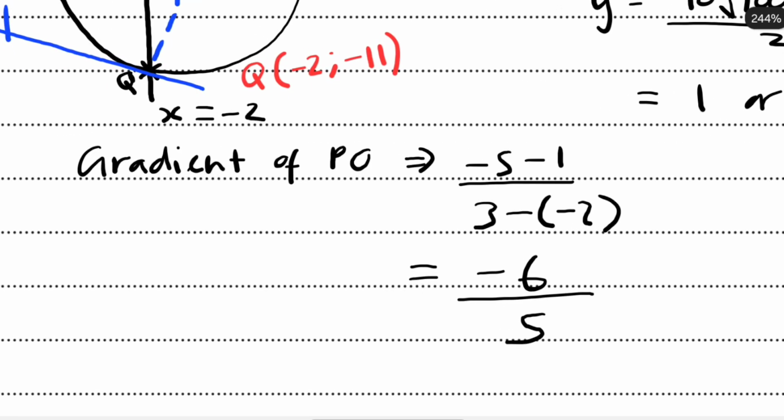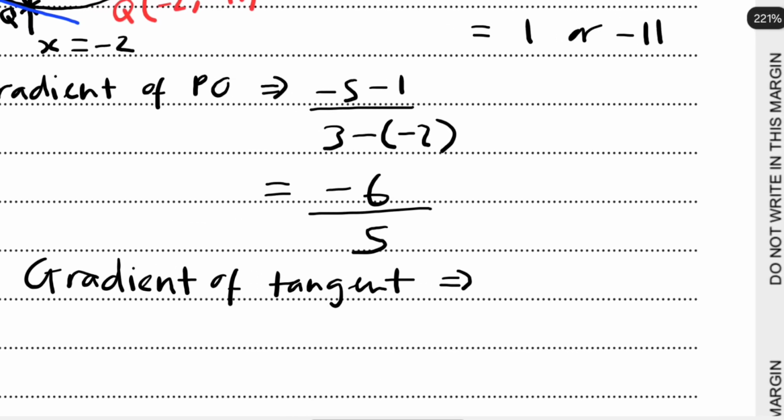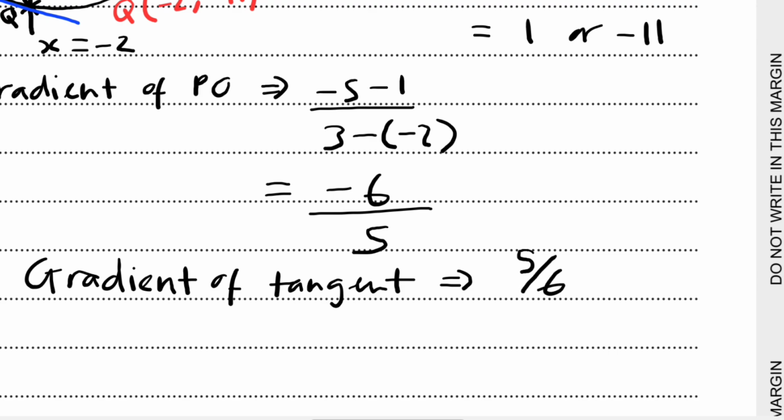And the gradient of the tangent will be equal to 5 over 6, right? Since multiplying the gradient of the radius and the tangent should give us minus 1, we can conclude that the gradient of the tangent is 5 over 6.